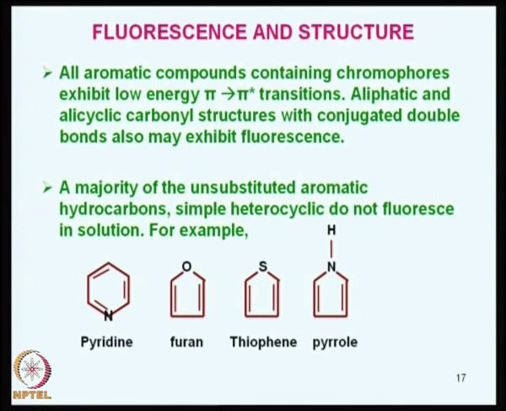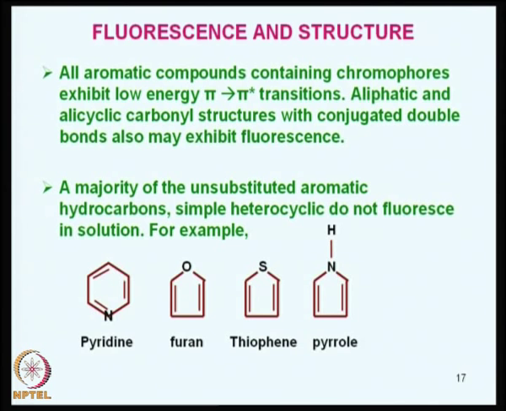Afterwards, we have discussed some of the important features of fluorescence, and here we have observed some of the features which are characteristic of fluorescence. So, all aromatic compounds containing chromophores usually exhibit low energy pi to pi star transitions. This we know already, because we have already discussed it when we were discussing spectrophotometry. Aliphatic and alicyclic carbonyl structures with conjugated double bonds also may exhibit fluorescence.